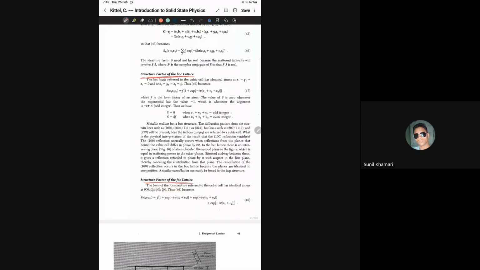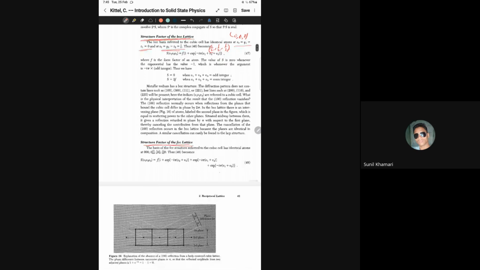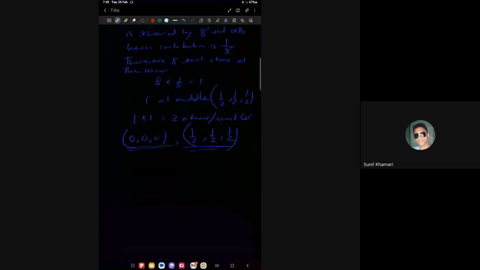For the first, as we already have discussed, in one case x1, y1, z1 will be equal to 0. The other one, x2, y2, and z2, will be equal to half. So this is like 0, 0, 0, and this is half, half, and half. Okay. For FCC, we have actually 4 atoms. You remember, we have actually 4 atoms. Let me clarify that a little bit.